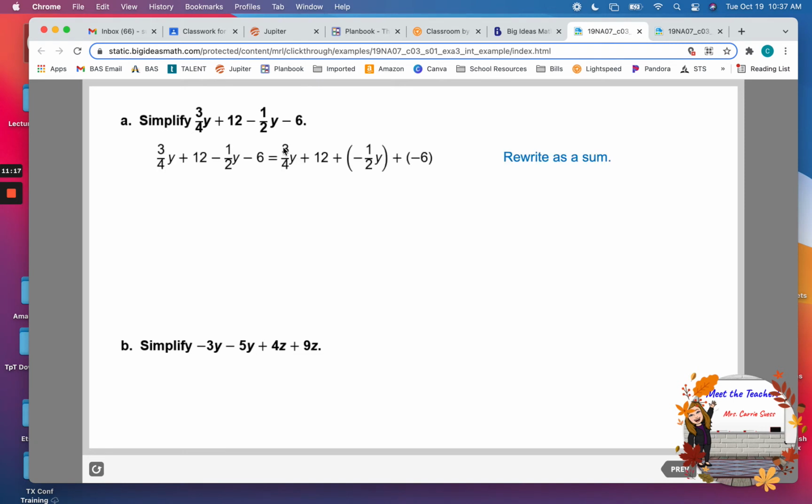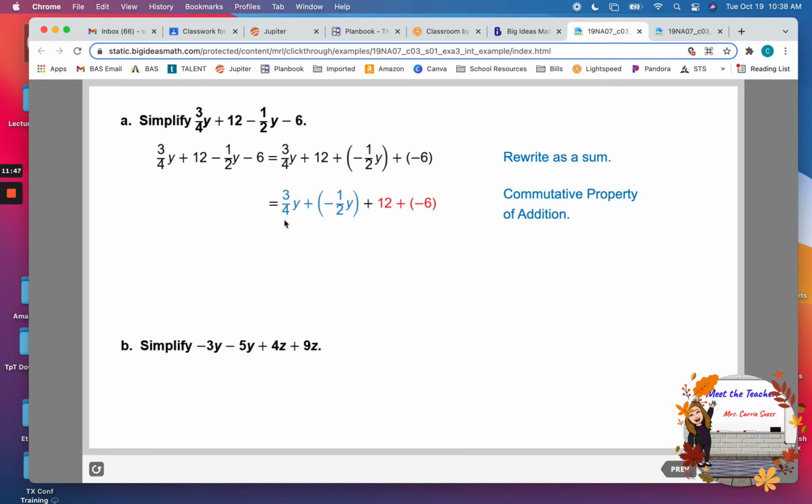Okay, so if we rearrange this, it would make it simpler, right? If I did 3/4 y, and you can write this as plus negative 1/2, or you could just say minus 1/2 y. Okay, and then I would have plus 12, and you could just say minus 6. You don't have to say plus minus 6. Okay, now can I combine these?